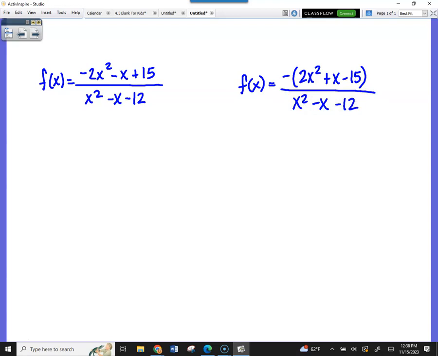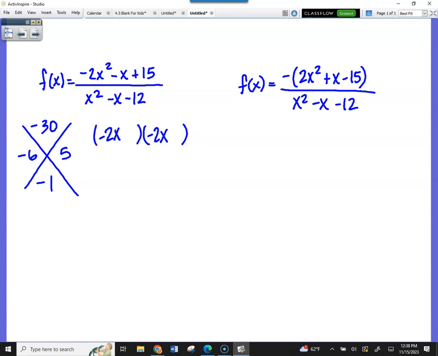Okay, so if you did not pull the negative out, then you would have negative 30 that adds up to negative 1. That would be negative 6 and 5. And remember we talked about when A is not 1, there's an extra step before you can just run with the parentheses. So I'm going to go ahead and write the parentheses, and it would be AX, and then the numbers you came up with. So minus 6 plus 5.